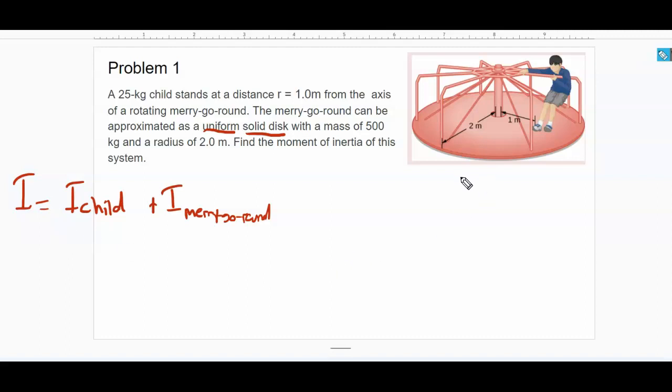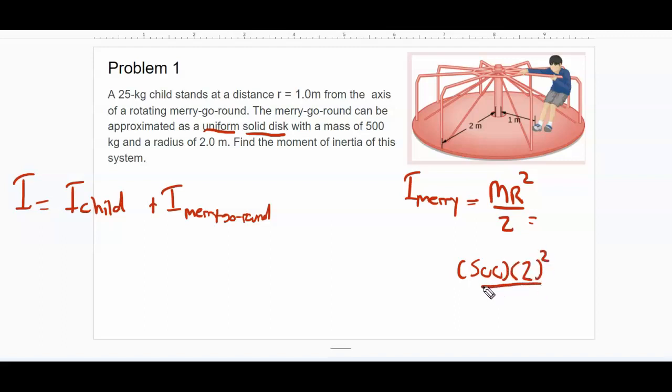So for the merry-go-round, I'm just going to say I merry, the equation is going to be mr squared divided by 2. I would do the mass of the merry-go-round, which is 500, times the radius of the merry-go-round squared, so 2 squared, divided by 2. That would give me 1,000. And remember, the units are kilogram meters squared. That would be my I merry-go-round.